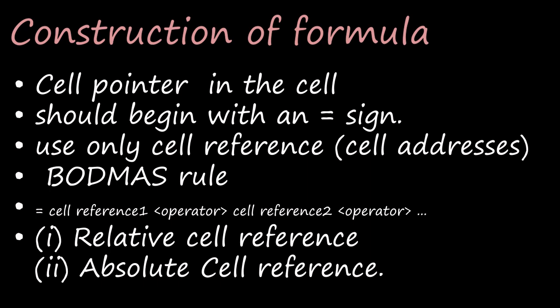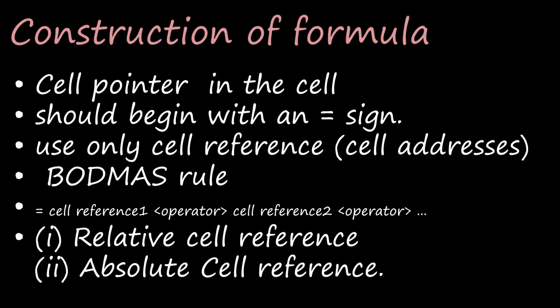The cell address only we have to give inside the formula bar, right? While constructing a formula, BODMAS rule should be kept in mind. What is the BODMAS rule? B stands for brackets, O stands for orders, D for division, M for multiplication, A for addition, and S for subtraction. Okay, brackets, orders, and then division, multiplication, addition, subtraction.